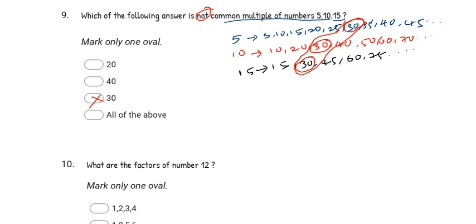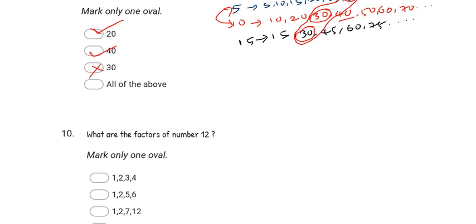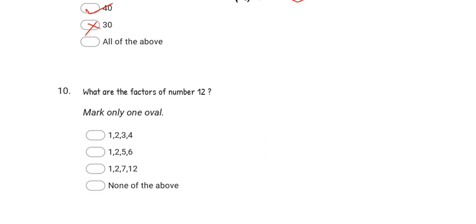Why? Because 20 is present in 5 and 10. So 20 is one of the answers. Then see here 40 is present here and 40 is present here, but not in the 15. So this is also one of the answers. Deliberately I gave this question to check how the students are thinking.